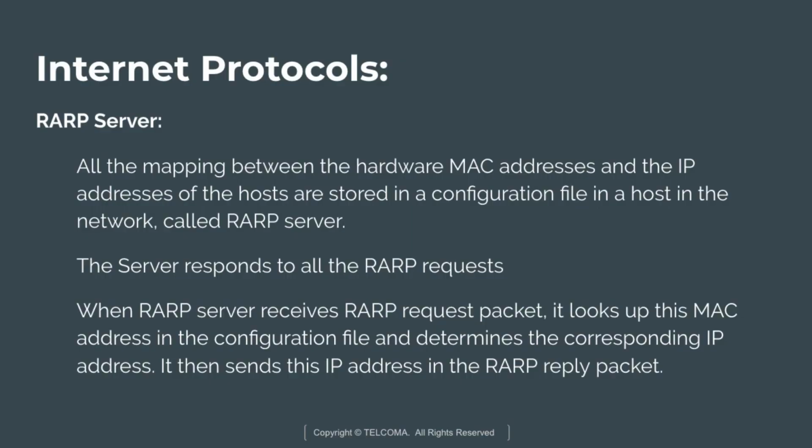Next is the RARP server. Here all the mappings between the hardware MAC addresses and the IP addresses of the hosts are stored in configuration files in a host in the network called the RARP server. The server responds to all the RARP requests, and when the RARP server receives a RARP request packet, it looks up this MAC address in the configuration file and determines the corresponding IP address. It then sends this IP address in the RARP reply packet.